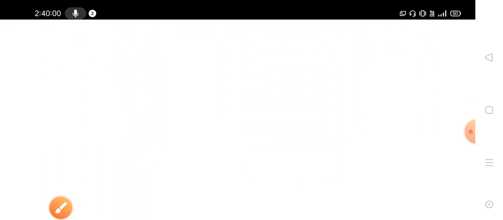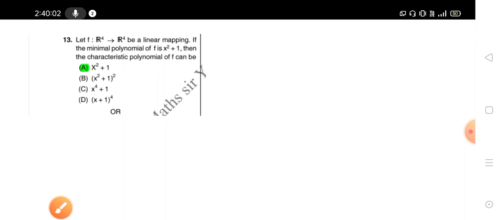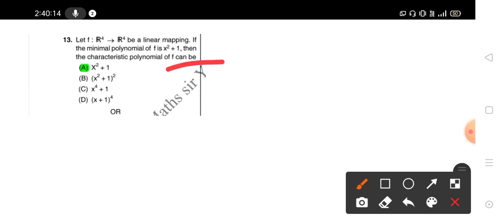Next question. Let f from R4 to R4 be a linear mapping. If the minimal polynomial of f is x square plus 1, then the characteristic polynomial of f can be. This is important, can be. Minimal polynomial is x square plus 1 and the characteristic polynomial also x square plus 1. This is possible.